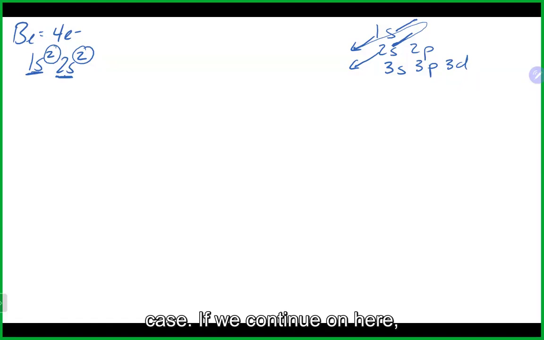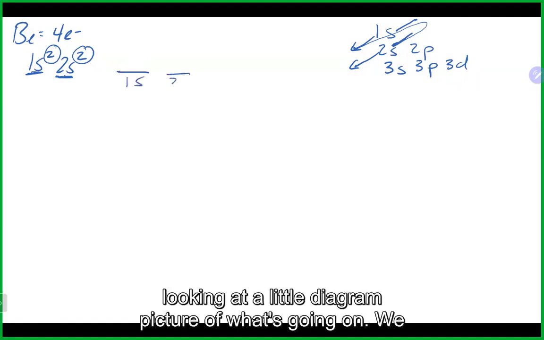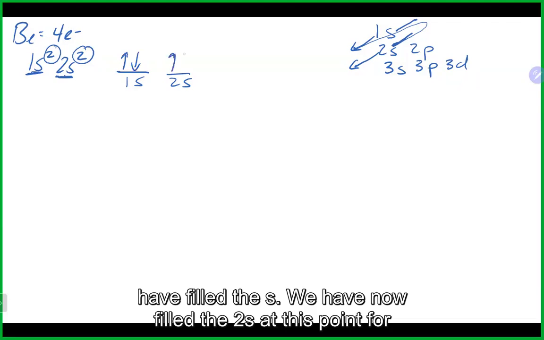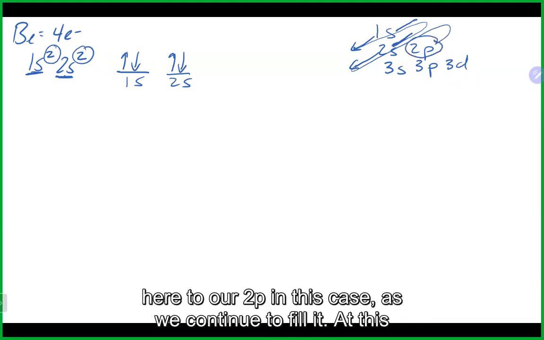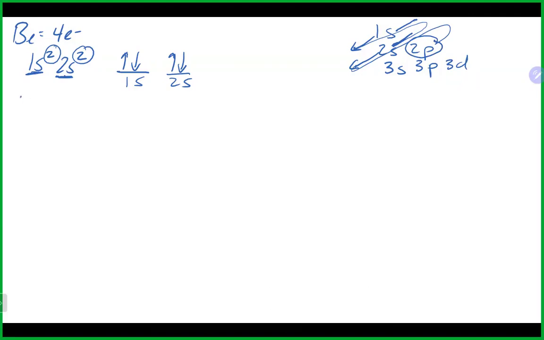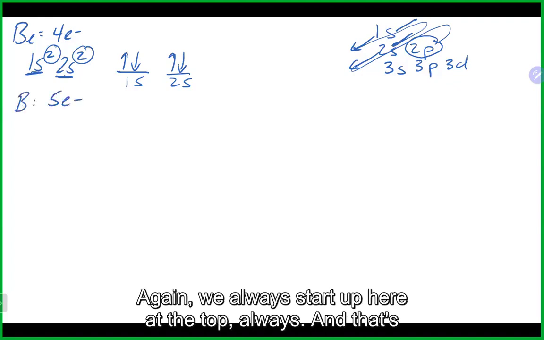If we continue on here, at this point, we could also see, if we're just looking at a little diagram picture of what's going on, we have filled the 1s, we have now filled the 2s. At this point, for our next ones, we will have to come back around and head over here to our 2p in this case as we continue to fill it. At this point, that would be boron, which is 5. So that's 5 electrons. Again, we always start up here at the top, always.